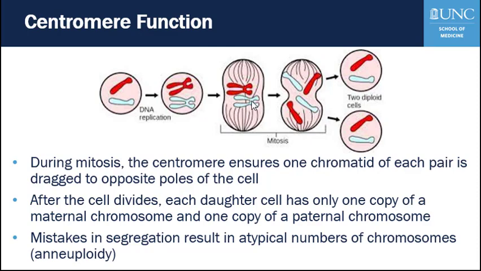So the centromere is really the basis for segregation, and the rest of the chromosome just follows that centromere. And so if segregation isn't done properly, it could cause the wrong number of chromosomes in each daughter cell. And cells with the wrong number of chromosomes are called aneuploid, and aneuploidy is commonly seen in cancers.